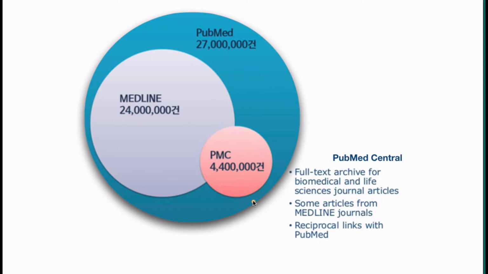So this is the relation between PubMed and Medline and PubMed Central. PubMed is a citation service, so they only supply abstracts and other citation information. But this is the largest database, and it includes Medline and PubMed Central. Medline supplies a full text service, but it is a paid service. The point is the PMC service is a free service supplying full text.